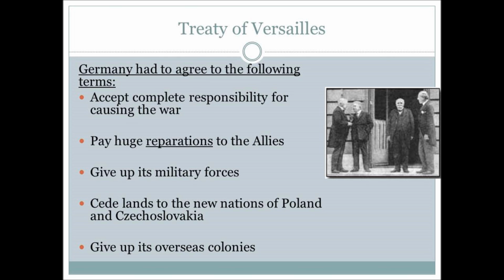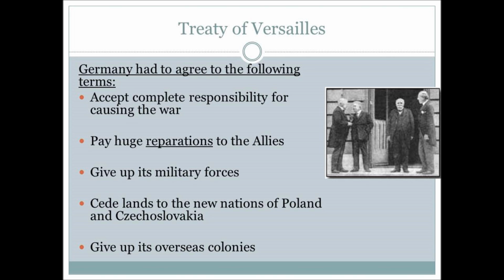They had to give up their military zones and their military forces. They basically became nothing more than a small army. They had to fully get rid of their navy, and their army became very, very small. They had to cede, or give up, lands to the new nations of Poland and Czechoslovakia.